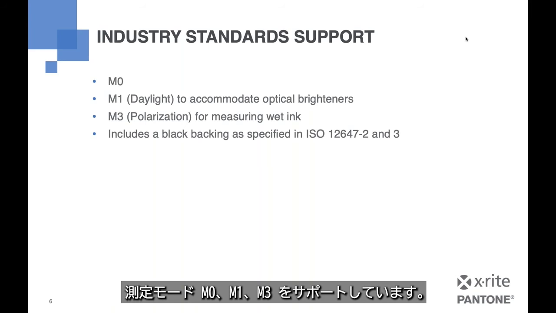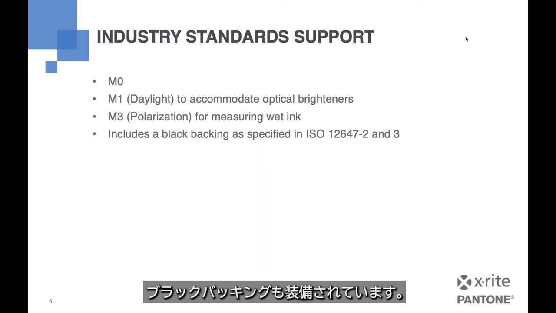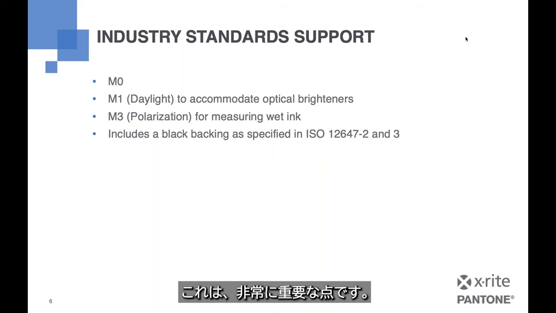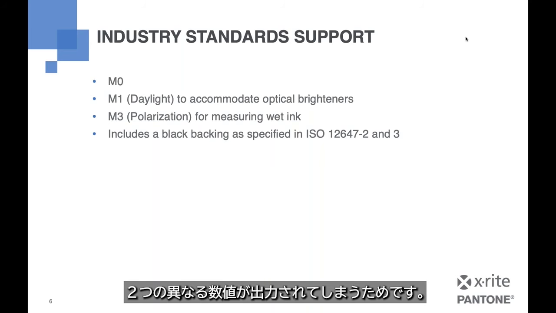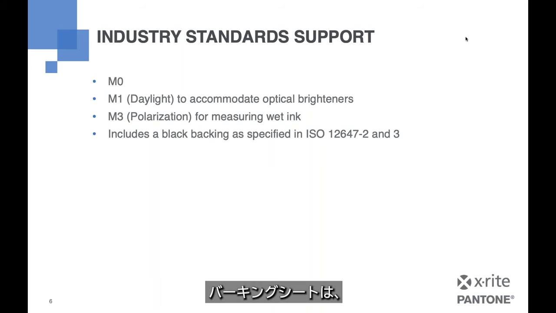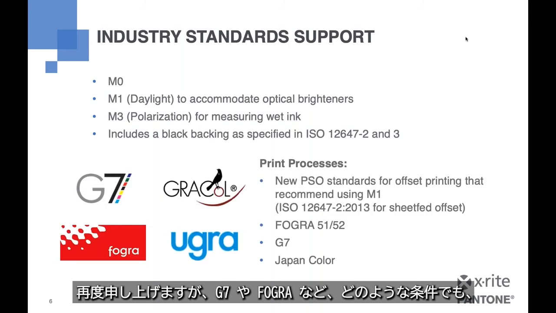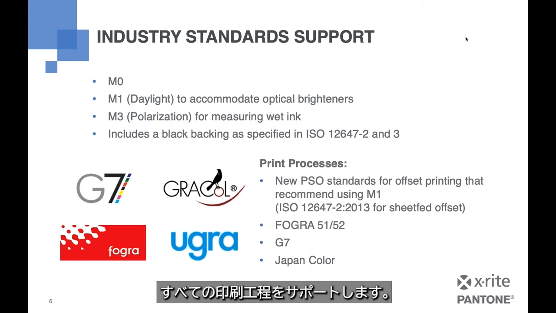Our scanning solutions have a black backing, as it is specified also as an ISO requirement, for where you put the press sheet and have a backing for your measurement. This is very, very important, as with a different backing you might get different numbers. So this is included as part of our scanning solutions. And as mentioned before, we also support the printing processes according to G7, UGRA, FOGRA, whatever is needed there.